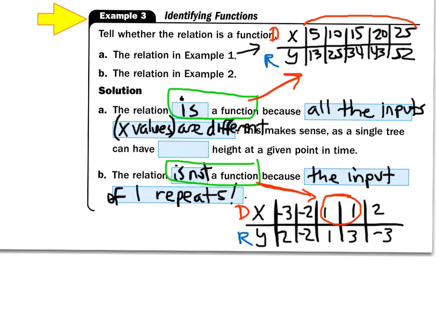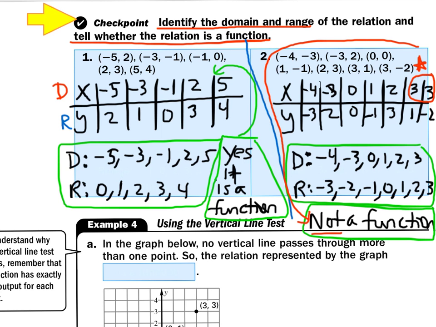Well, that tells me this is not a function because the input of 1 repeated, and that's not allowed in a function. Okay, so the checkpoint, they want us to identify the domain and range, and then tell whether it's a function. So they gave us 1, 2, 3, 4, 5 points.